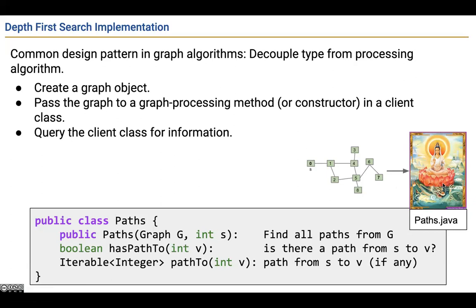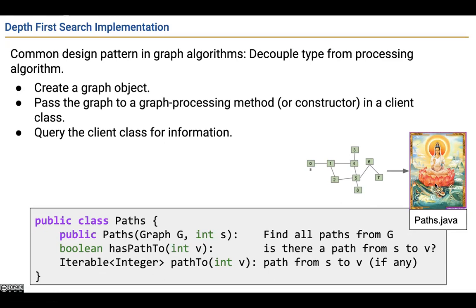She learns all of its truths, and then after the constructor runs, now you can ask her questions. You can ask her a question like, hey, is there a path from S to V? And she'll say yes or no. You can also ask her, what is the path from S to V? And if there is one, then she'll return it to you, maybe in the form of an iterable or a list.